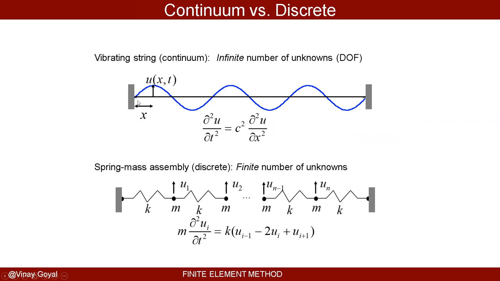We can discretize this domain, and one approach is to discretize it using springs. If you were to use an approach like that, you have now a finite number of unknowns because I've discretized it into a specific number of springs. I don't have an infinite number of springs, I have a finite number of springs. As a consequence, the words finite elements come from two things. Finite, because I have a finite number of springs.